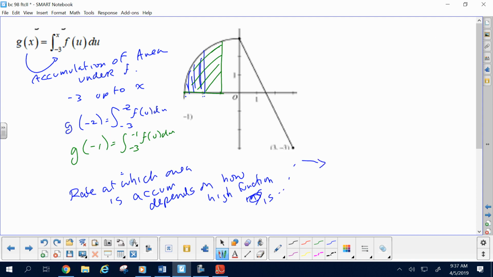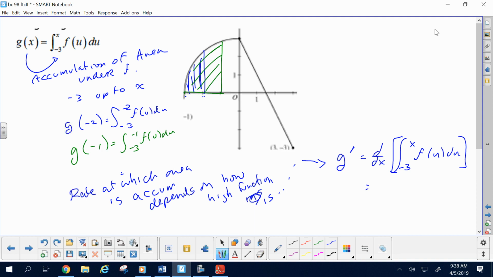Now, in calculus speak then, that means I want to talk about the rate of change in the area accumulation. Well, the rate of change in the area accumulation is g prime. And that's the derivative of the left side. You follow? Well, just like here, we said the antiderivative of the derivative is the function.